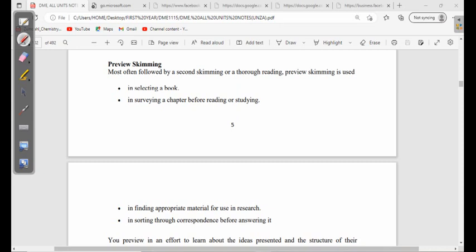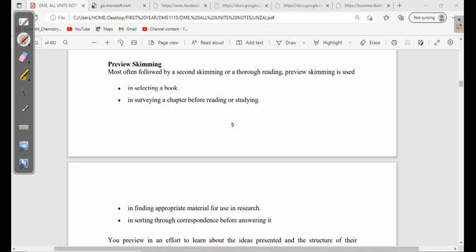And then there's also finding appropriate material for use in a research. Imagine they've given you this research and you really don't have much knowledge about it. So now you are trying to look for some books. For example, they've asked you to find the causes of malaria, and you don't know what book you are going to use to find out what the causes of malaria are.